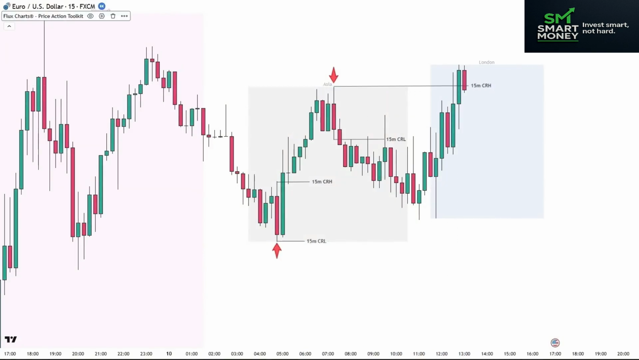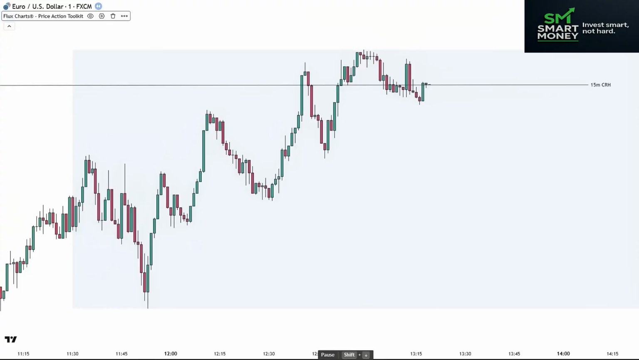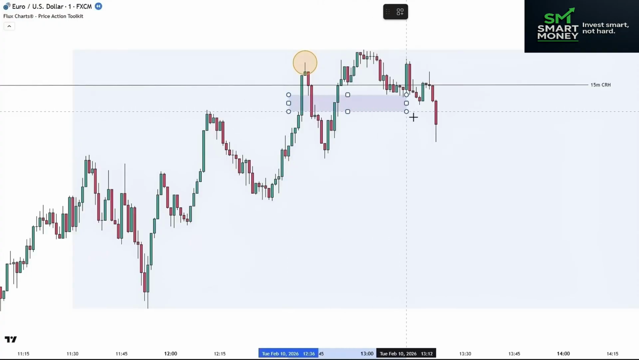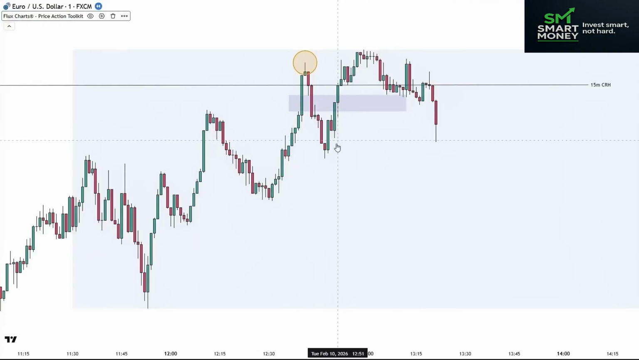At this point, I zoom into the 1-minute chart to closely monitor for reversal signs. Now here on the 1-minute chart, you can clearly see that after sweeping the liquidity above Asia, price immediately drops back inside the 15-minute CRT range. At first, price created a bearish IFVG, but we did not take that first one. And the reason is important.